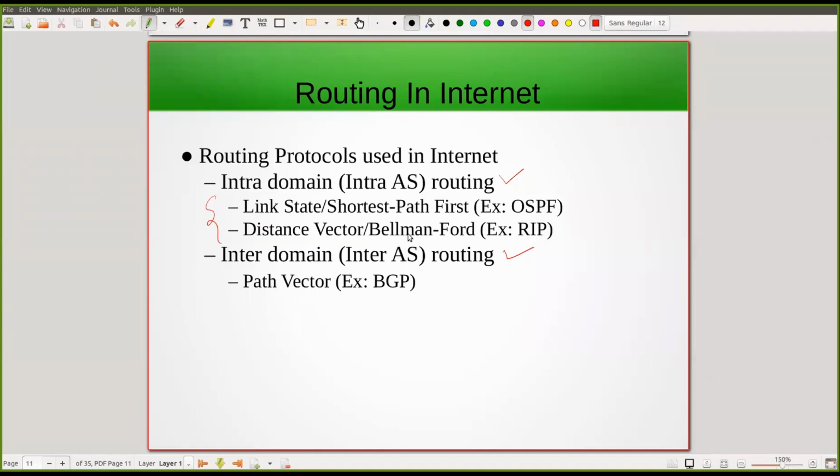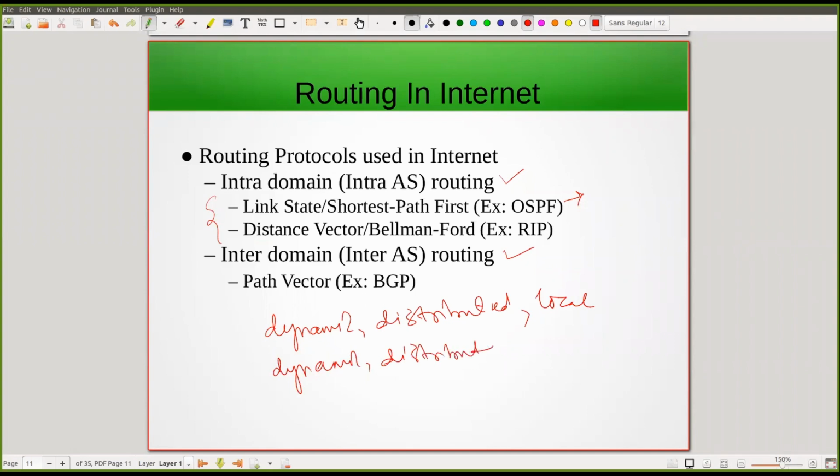But if I remember correctly, what does link state follow? There are two types of architecture I talked about in general. If anybody remembers, what are the two types of architecture we discussed in general? One is dynamic distributed with local knowledge, the other one is called dynamic distributed with global knowledge. There are basically two approaches followed.